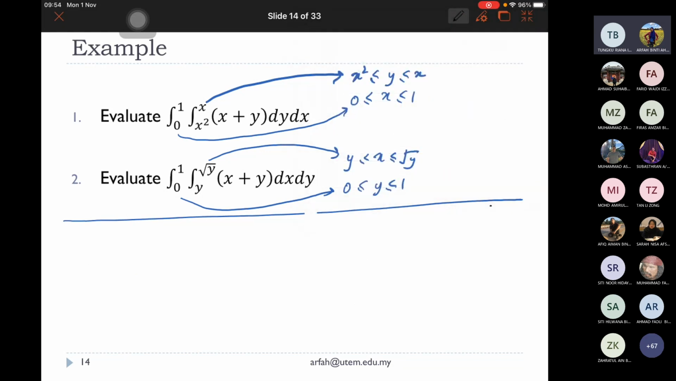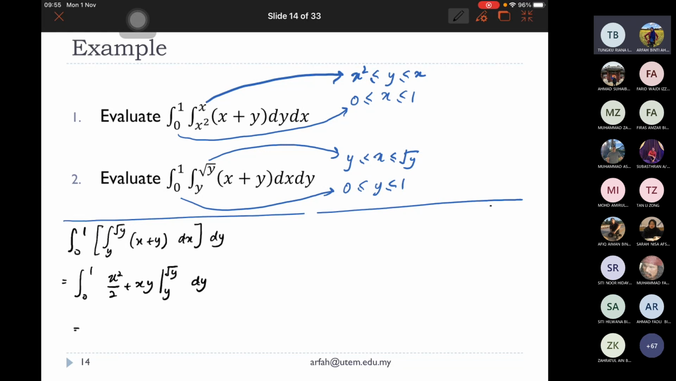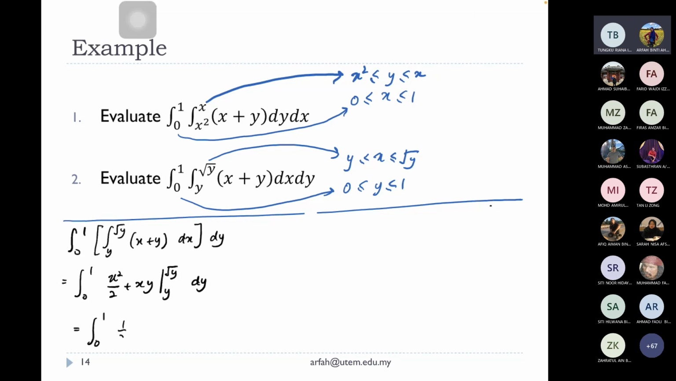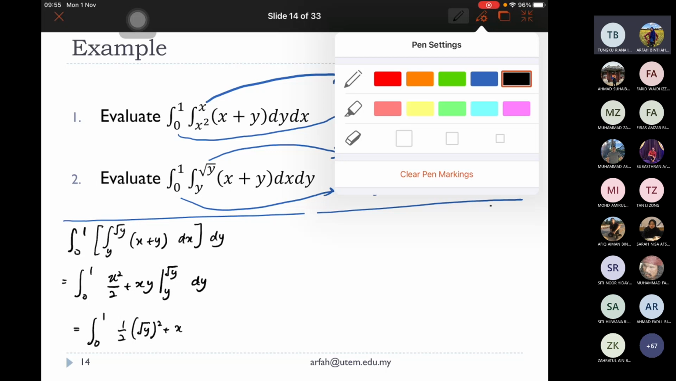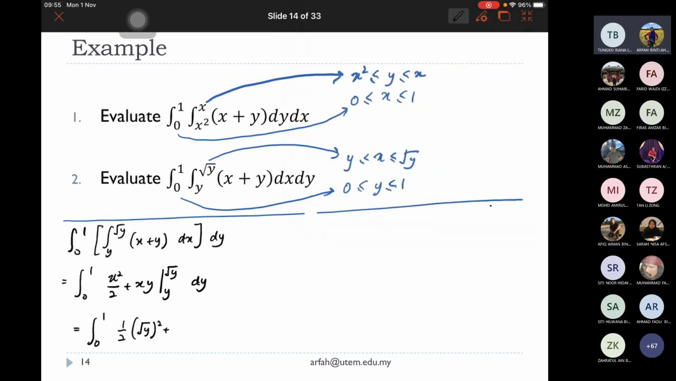So this one equal to integration 0 to 1. Kita buat integration y sampai square root y, x tambah y dx then dy. Okay. Sama dengan 0 kepada 1. Integration this one is x kuasa 2/2 tambah xy, y sampai square root y, dy sama dengan 0 sampai 1, 1/2 square root y kuasa 2 tambah y darabkan dengan square root y. Tolak y kuasa 2/2. Tolak y kuasa 2. Dy.